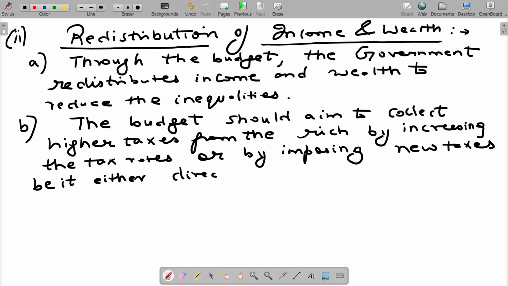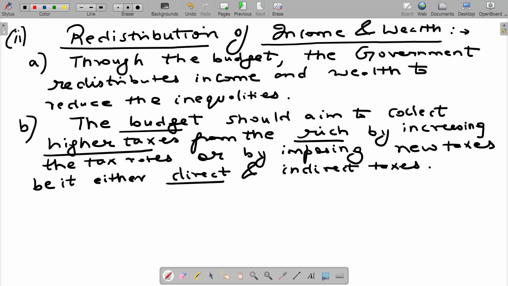We have talked about what direct taxes and indirect taxes are in our lessons on national income. This concept gets covered in the national income module. So the budget, in order to redistribute income from the rich to the poor, should ideally tax the rich people more. There are two ways to tax the rich more: either increase the tax rate or impose new taxes. The new taxes can either be direct taxes, directly taxing their income, or indirect taxes on commodities like GST, goods and service tax.